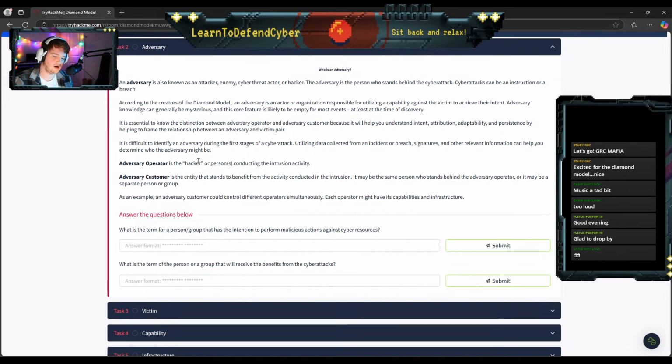So an adversary operator is the hacker or whoever is conducting the intrusion activity, and the customer is the entity that stands to benefit from the activity conducted in the intrusion. Okay, so you may see this. There are individuals who are known as initial access brokers, IABs, they may be referred to. These initial access brokers, all they do is they'll crawl for creds, crawl for low-hanging fruit vulnerabilities, and, you know, run autopwns, run scripts, do whatever.